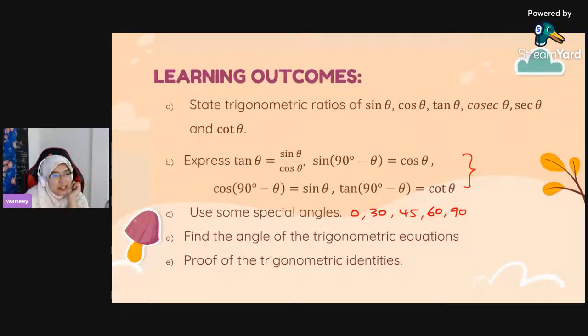Okay, and then D, find the angle of the trigonometric equation. We are going to see which quadrant they are in, and then we are going to reduce them into a special angle so that we can find the angle of it. And then the last one, proof of the trigonometric identity.